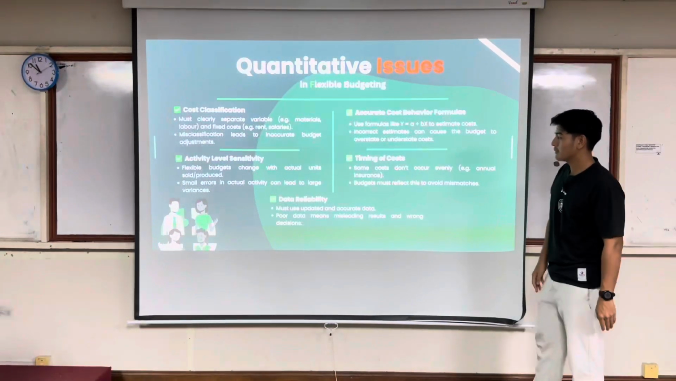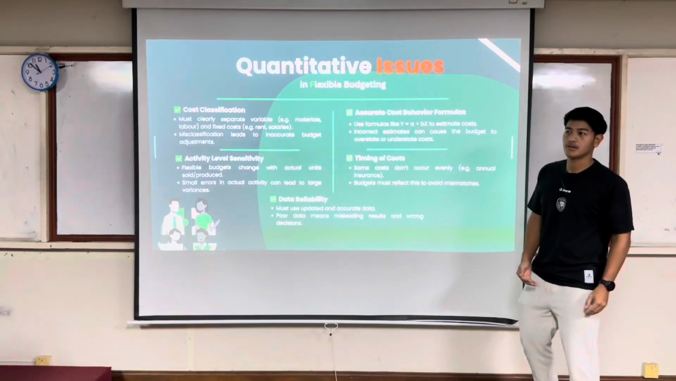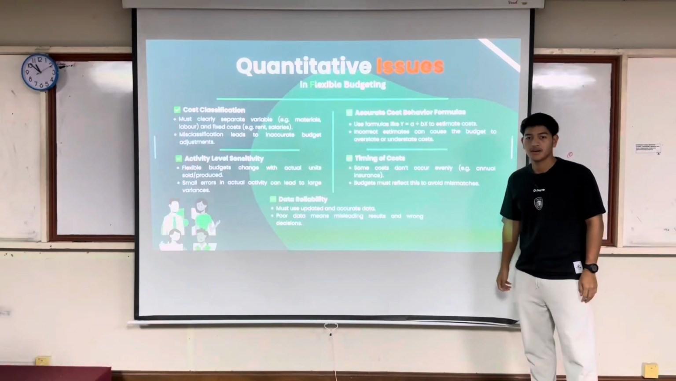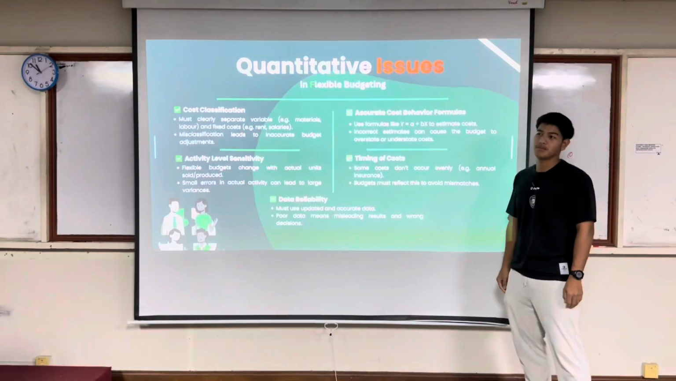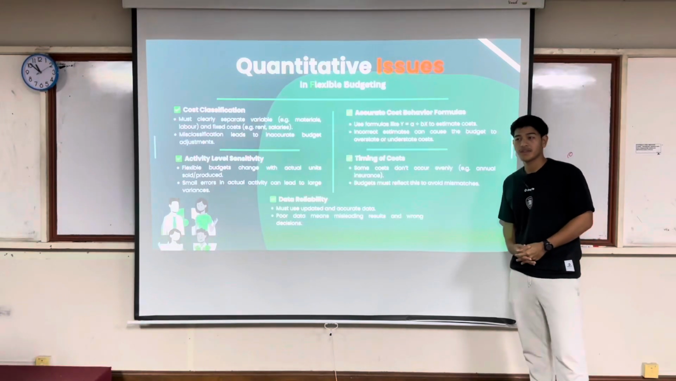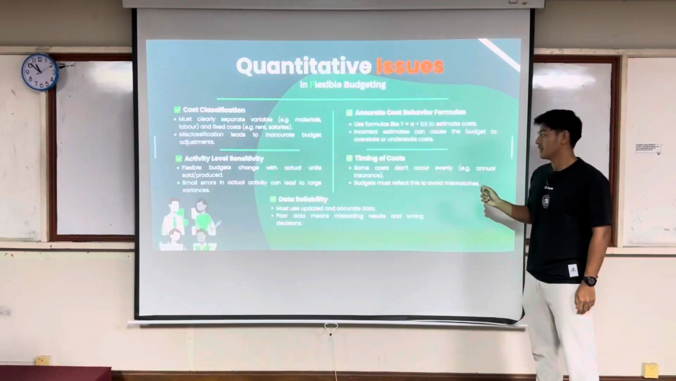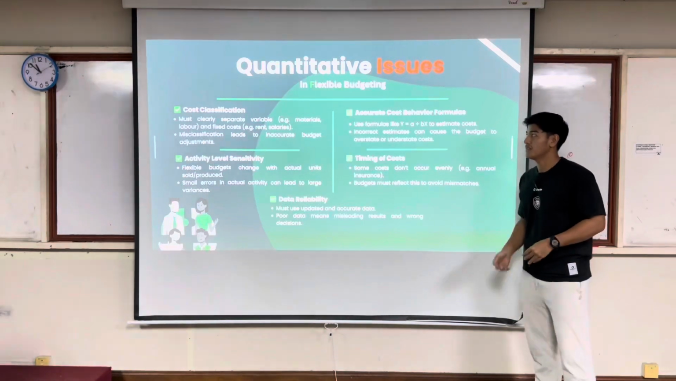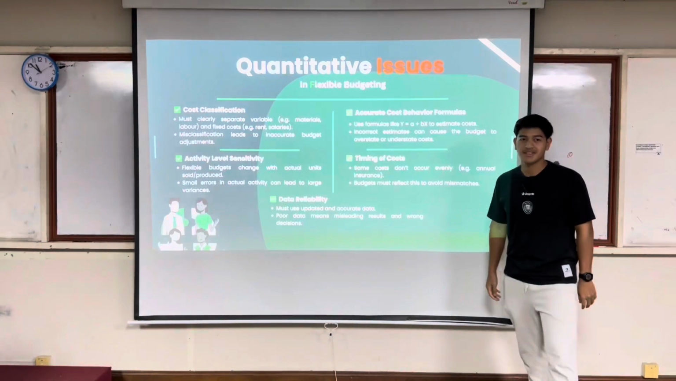Timing of cost. Some costs do not happen evenly every month, like annual insurance, and machine maintenance every 3 months. We need to get the real timing of the cost to get a good whole budget for flexible budgeting.